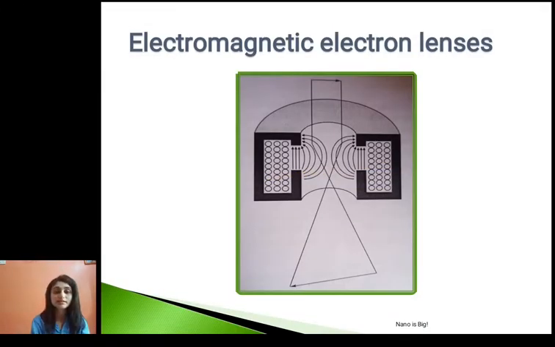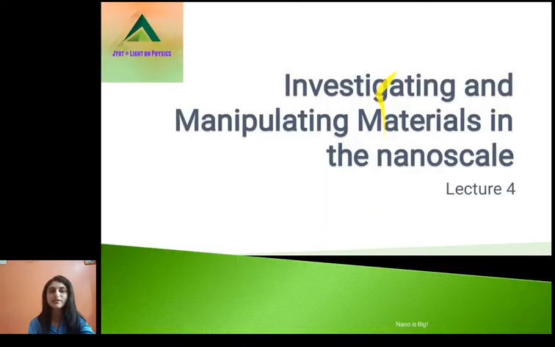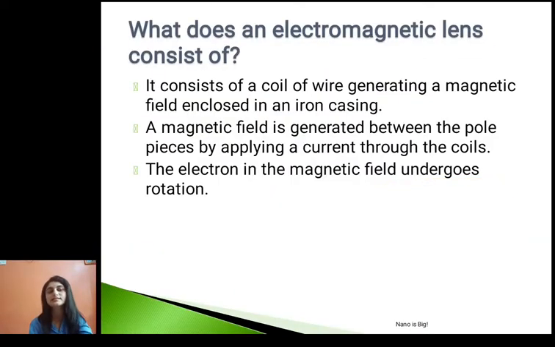In the last lecture we have seen one component of SEM, scanning electron microscopy, which was, what was it? The electron gun, right? So today what we are going to talk about is the second component, that is electromagnetic electron lenses. So this is the diagram for electromagnetic electron lenses.